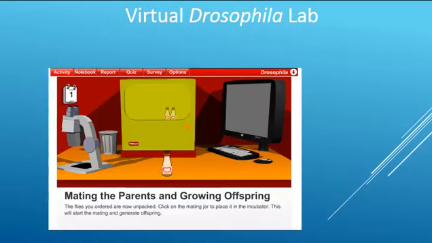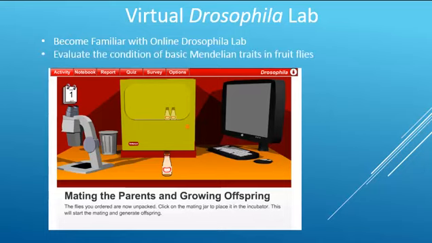We're going to pull out our laptops and examine an online Drosophila lab where we'll be able to make crosses in a virtual lab environment. So we're going to spend some time becoming familiar with this lab and how to operate it, and then we're going to evaluate some conditions of some basic Mendelian traits that are found in fruit flies.